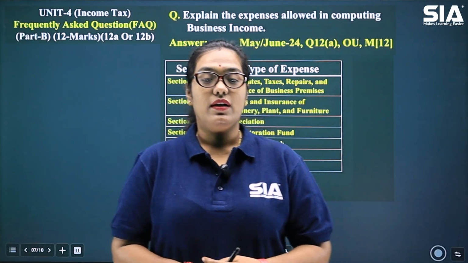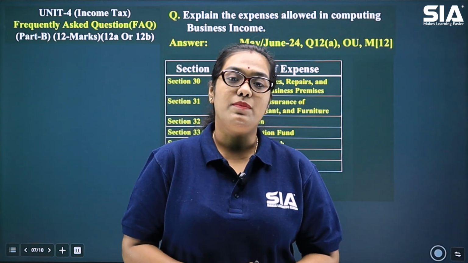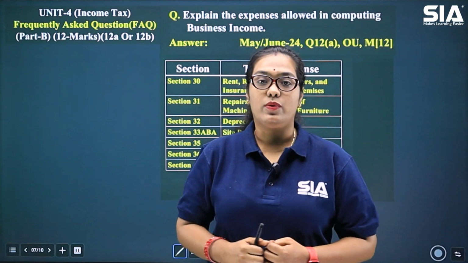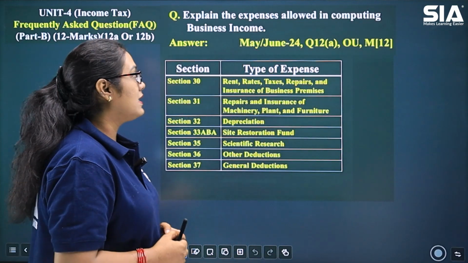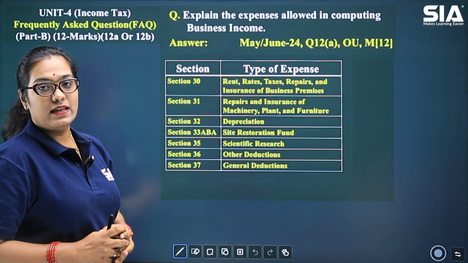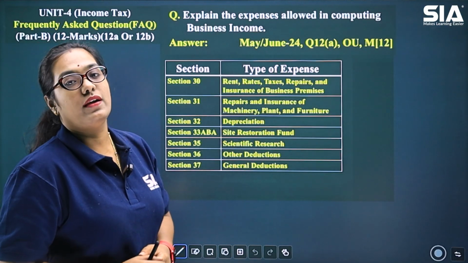Today we are going to learn the fourth unit of income tax, which is profit and gain from business and profession. That is the part B that we are going to deal with today. The question that we are going to study is: explain the expenses that are allowed in computing business income. As you can see, this has been asked in 2024 as a 12A question.